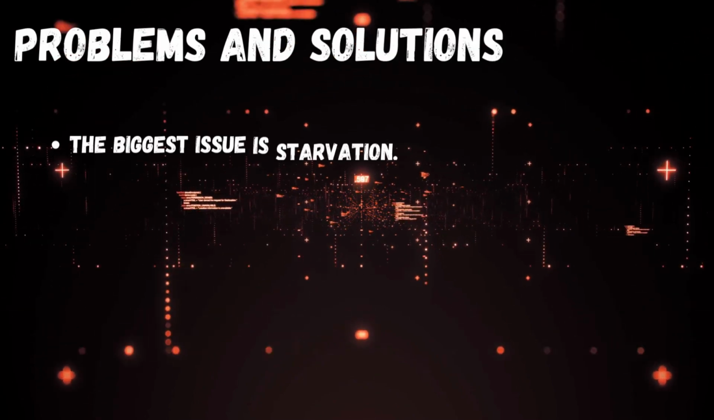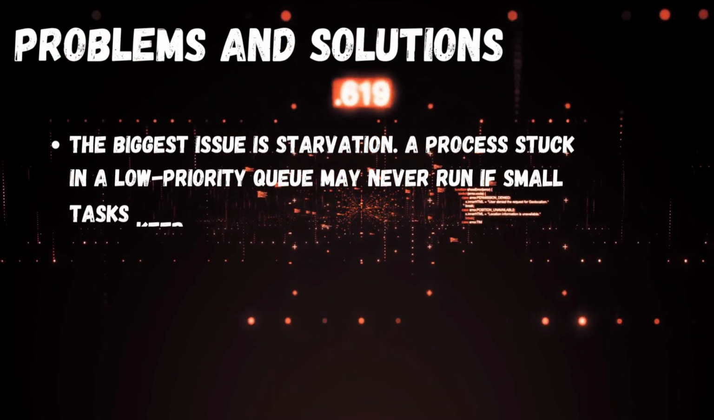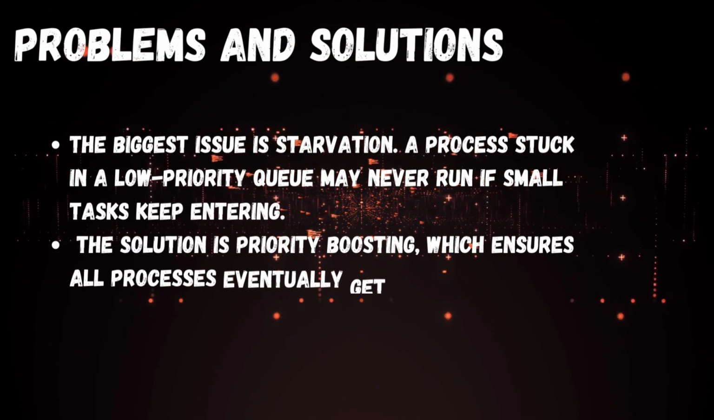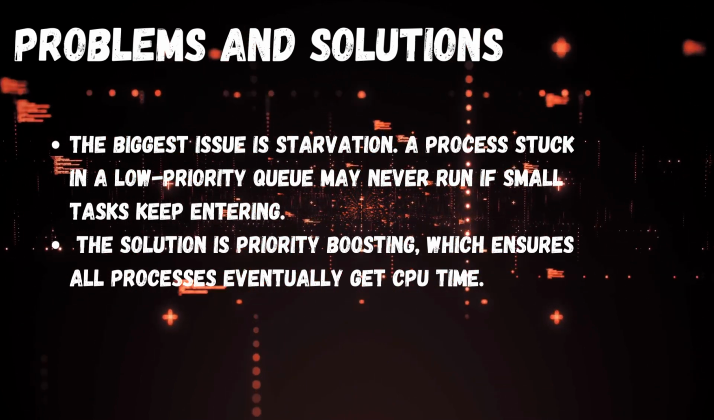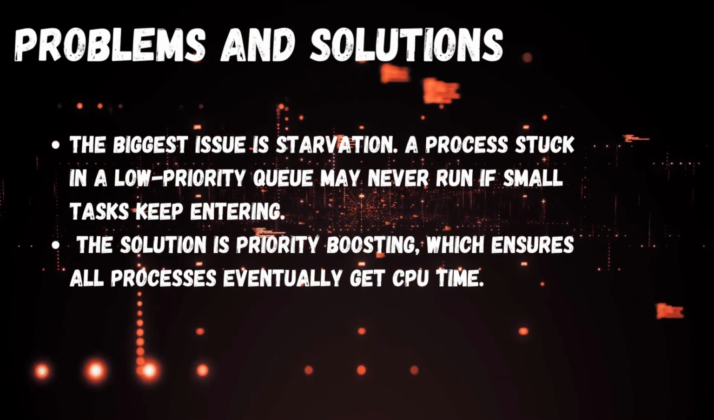Problems and solutions: the biggest issue is starvation. A process stuck in a low-priority queue may never run if small tasks keep entering. The solution is priority boosting, which ensures all processes eventually get CPU time.